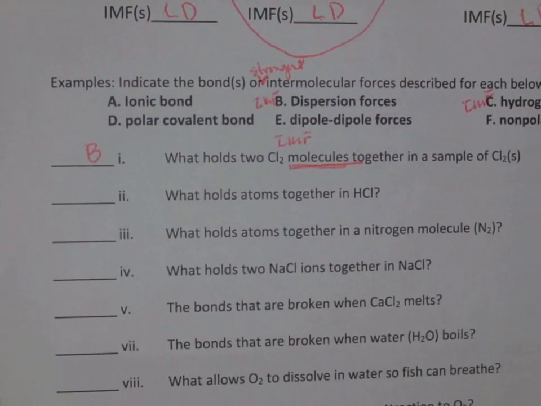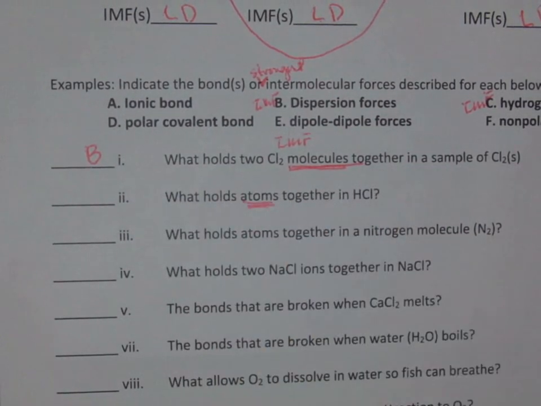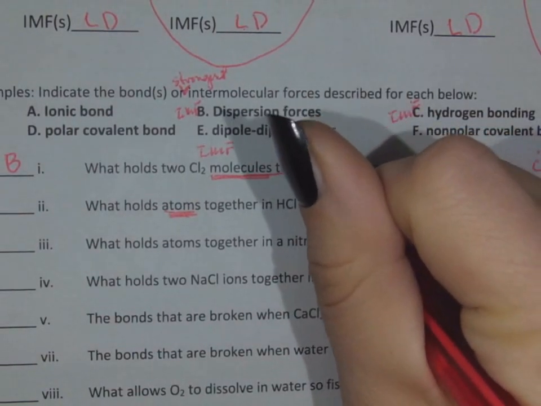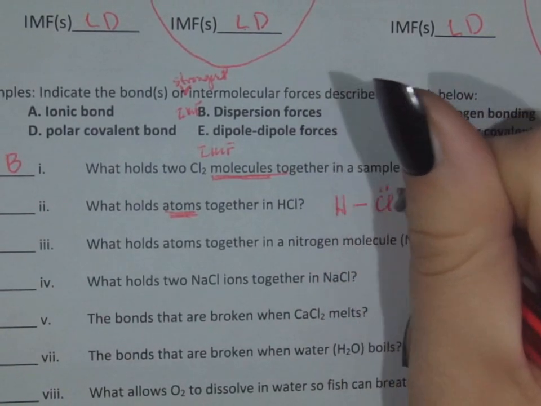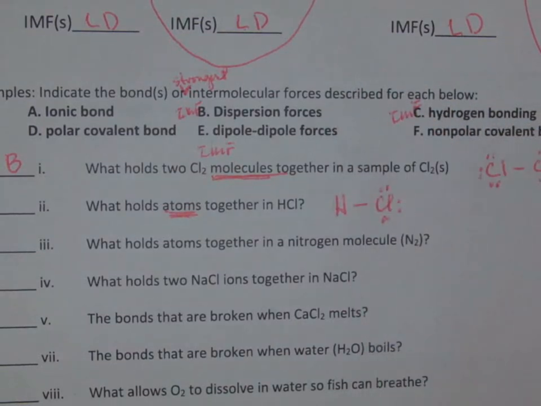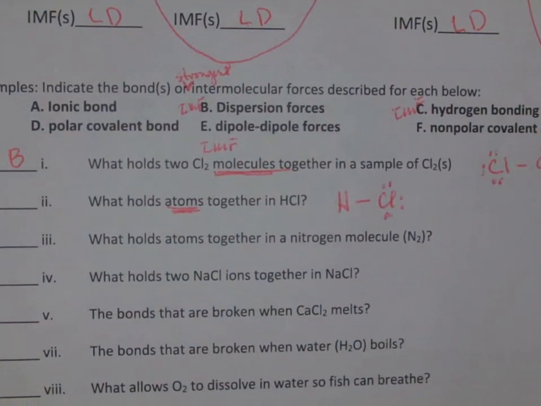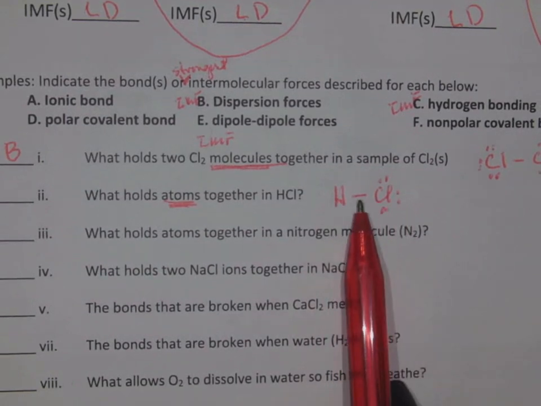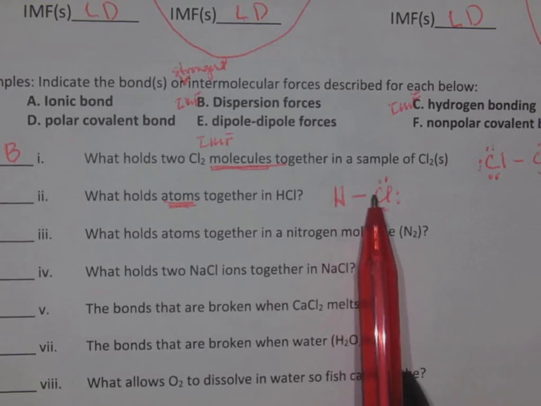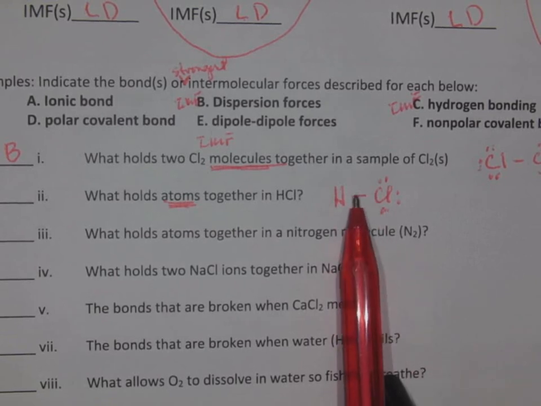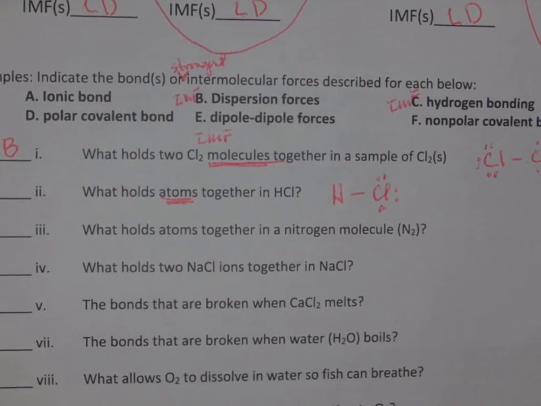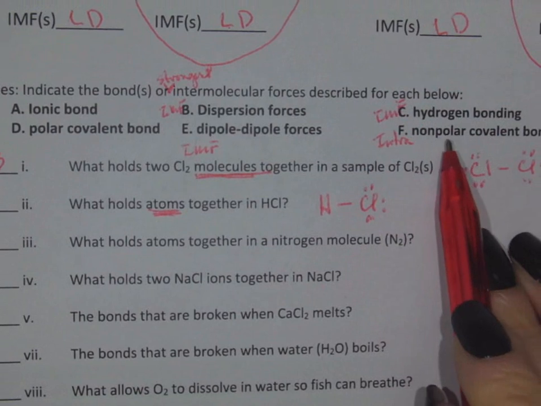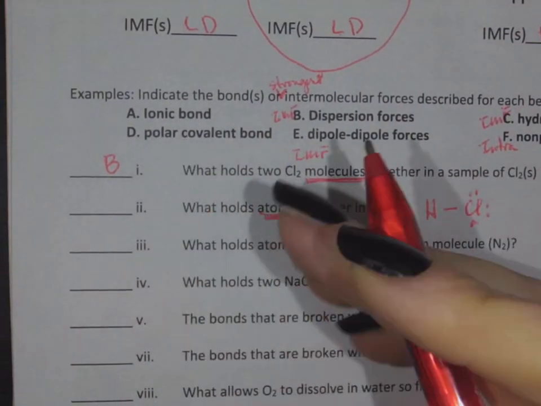Now on the next one, it says what holds atoms together. Not molecules, atoms. So instead of it being intermolecular forces, it's intramolecular forces. It's saying what is holding this hydrogen atom together with the chlorine atom? What is the bond? What is this intramolecular force, this bond? So your options are nonpolar covalent, so this is intra, so it could be nonpolar covalent, or it could be polar covalent.